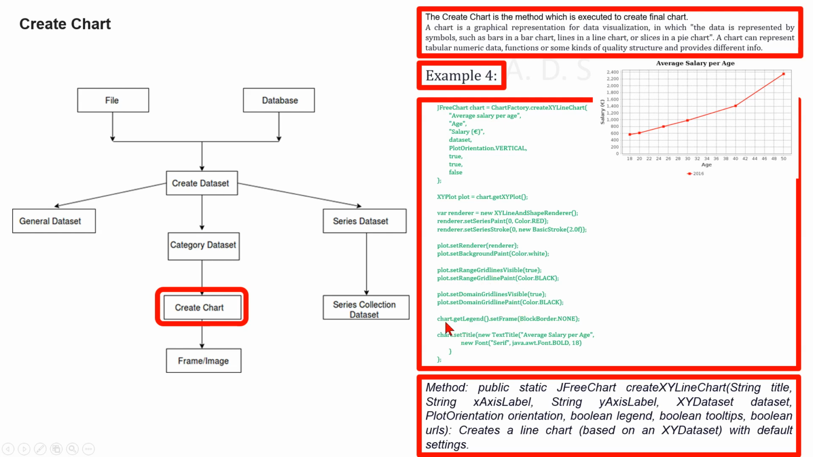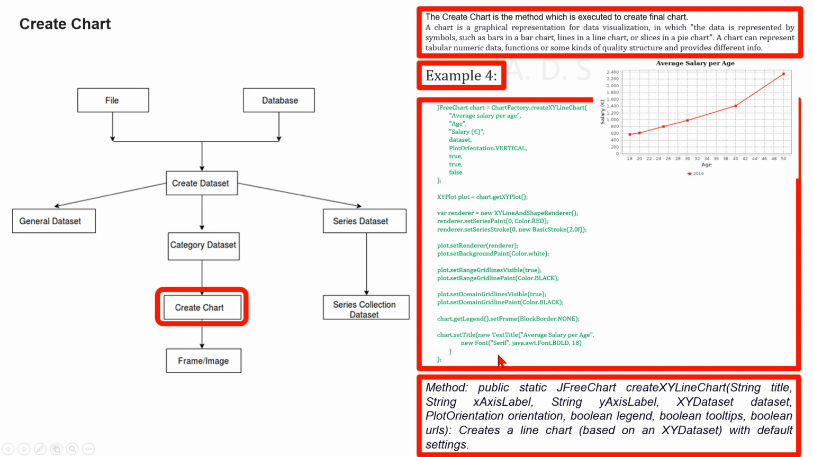Here the method getLegend returns the legend for the chart if there is one. Note that the chart can have more than one legend. So this method returns the first. Here setFrame sets the frame or border, and you can see the chart title here.